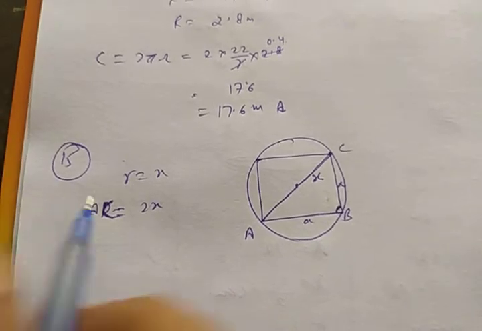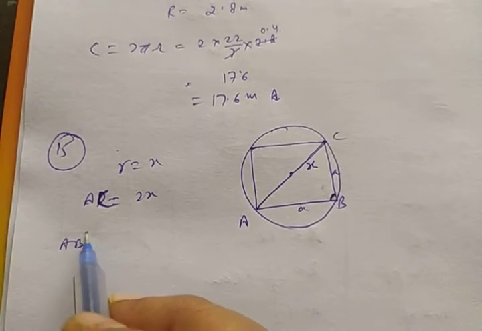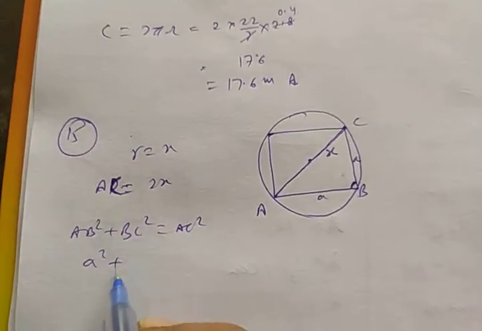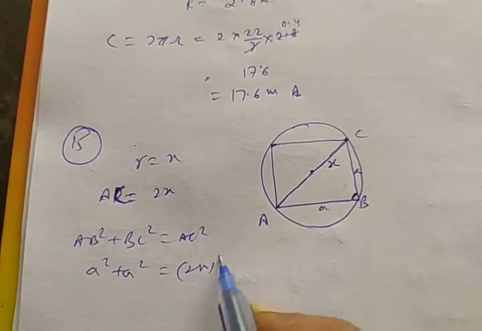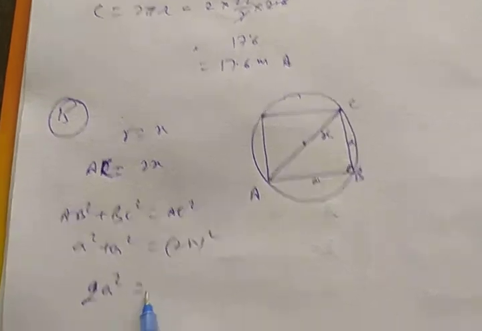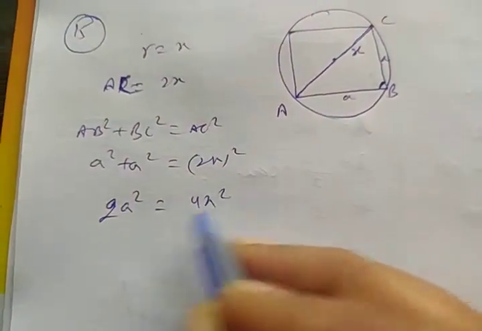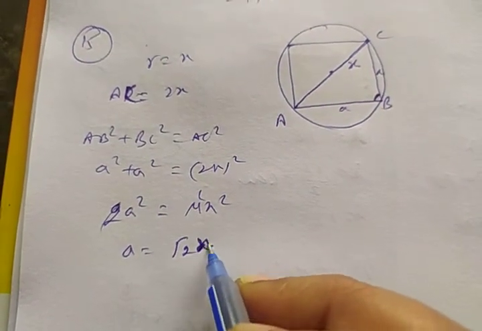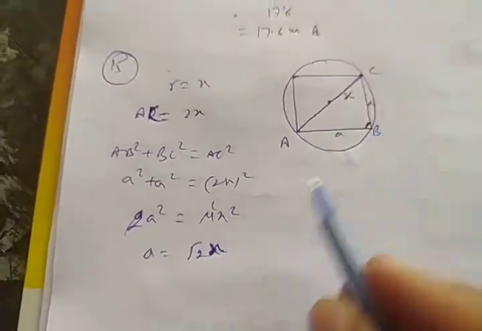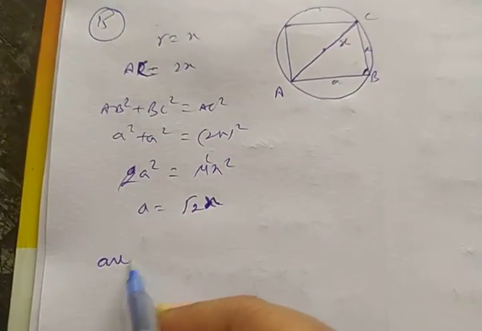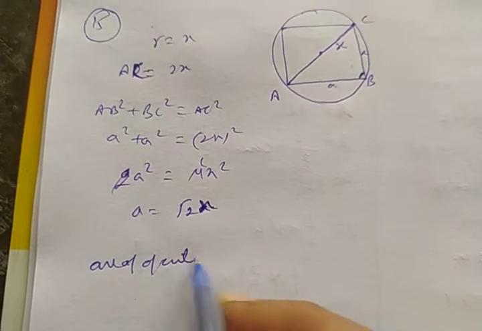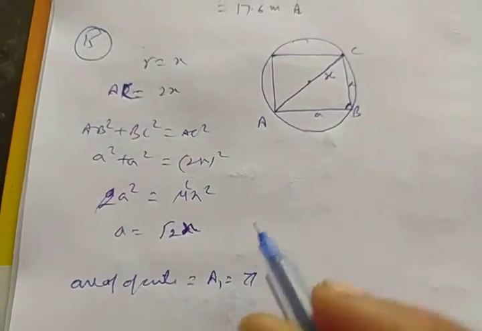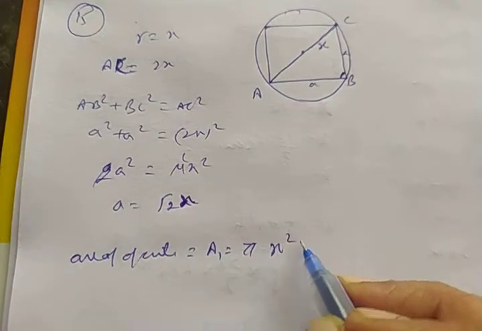Then applying Pythagoras theorem here, AB square plus BC square is equal to AC square. It means a square plus a square is equal to 2x whole square. Then 2a square is equal to 4x square, 2 to the 4 cancelled, a is equal to under root 2 x, sorry. This is the side of the square. Now calculate both areas. Area of circle, that is equal to a1, is pi r square. Radius here is x, then it is pi x square.